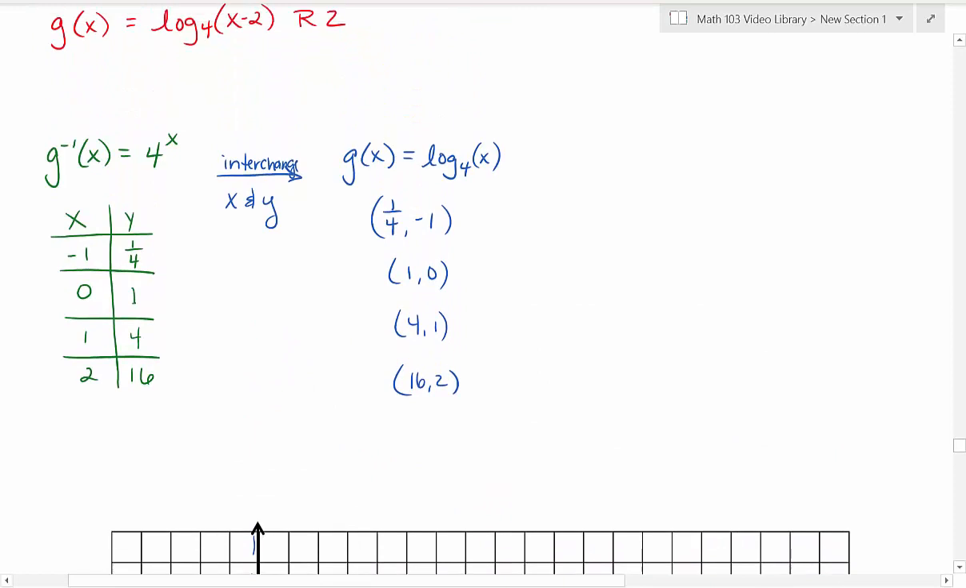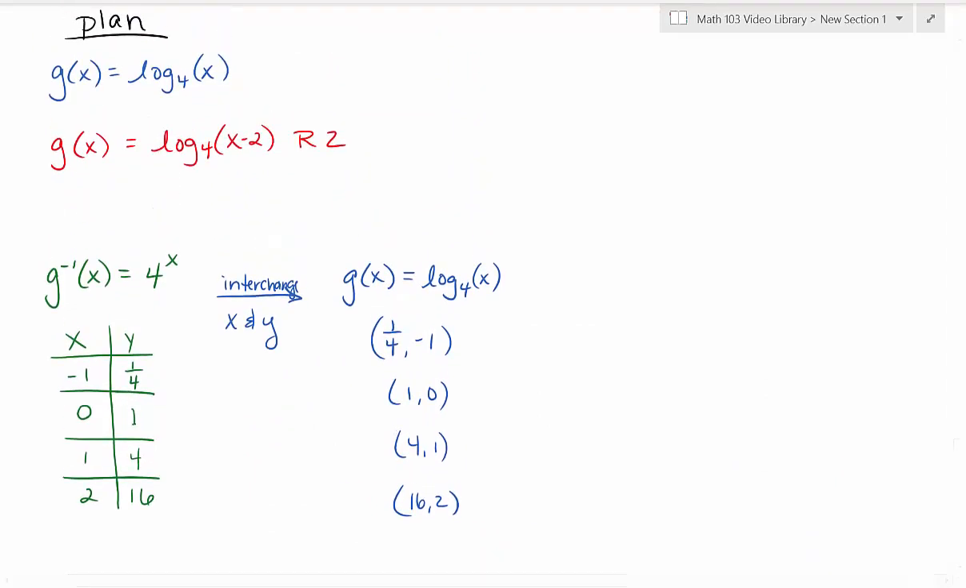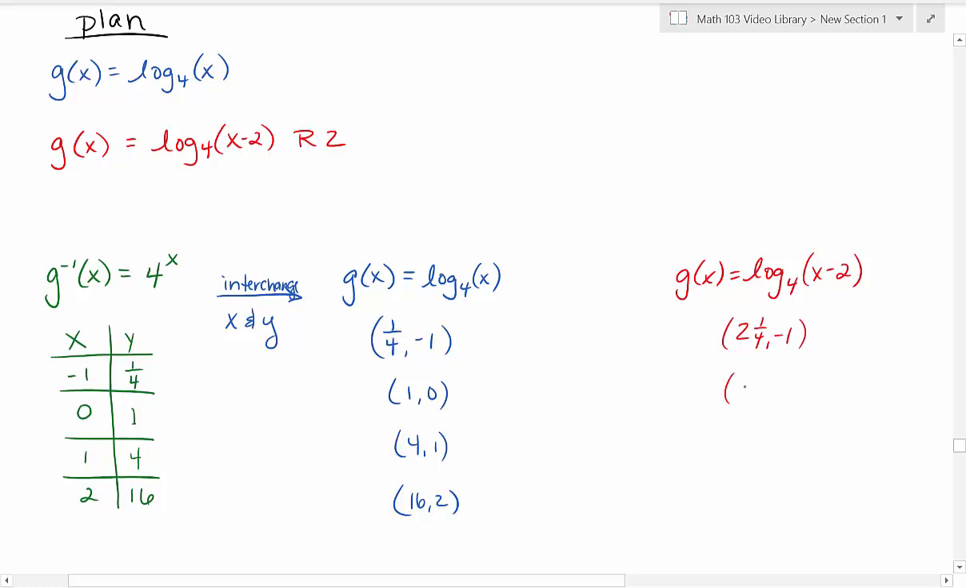All right, that was our parent function. We do have one transformation. To graph our final answer, g of x equals log base 4 of x minus 2, we need to shift to the right 2 units. This will affect the x coordinates. We'll need to add 2 to all the x coordinates. So we'll have 2 1/4, -1, 3, 0, 6, 1, and 18, 2.